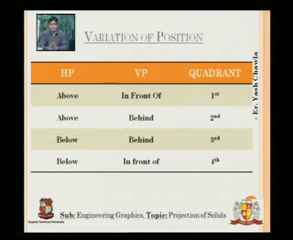Now the main part, where the position will be located. It is exactly the same as the line and exactly the same as the plane. If the solid is located above HP and in front of VP, then we can say that the solid is in the first quadrant. If it is located above HP and behind VP, then it is in the second quadrant. If it is below HP and behind VP, then it is in the third quadrant. And if it is below HP and in front of VP, then it is in the fourth quadrant.